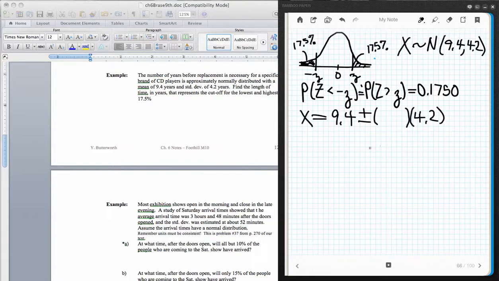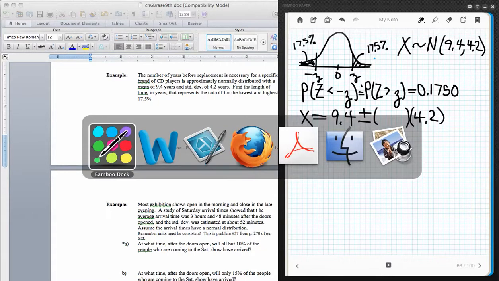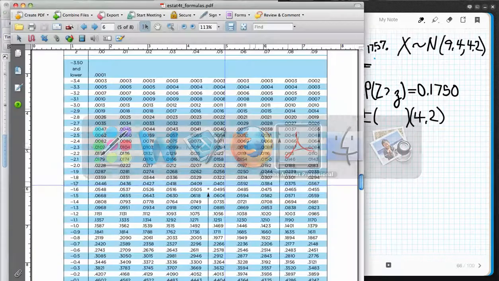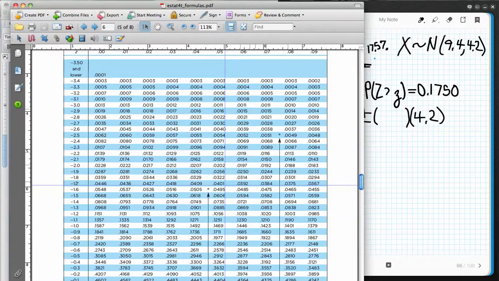So now I just need to go to my z-table, and I'm going to look up something that's as close as possible to 0.175. I see 17s way down here, and I see 1736 and 1762. Those are the closest ones I can find.